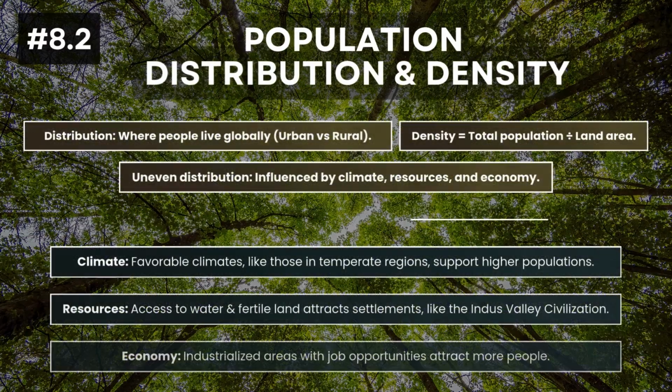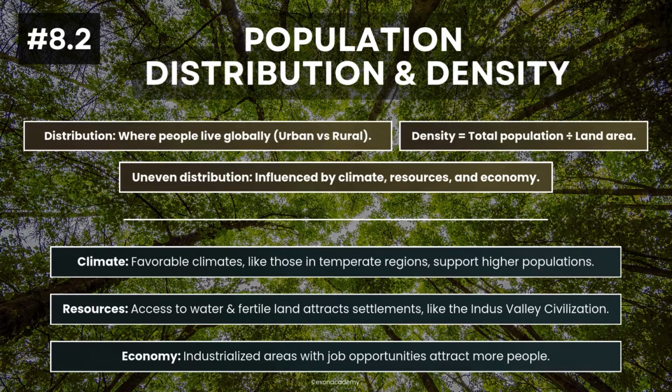Chapter number 8.2, Population Distribution and Density. Population distribution refers to where people live around the world, which is often uneven. The key term of this chapter is population density. It is measured as the number of people per square kilometer. An example of this is urban areas like Tokyo, which have high population densities, while deserts like the Sahara are sparsely populated. The factors affecting distribution are climate.